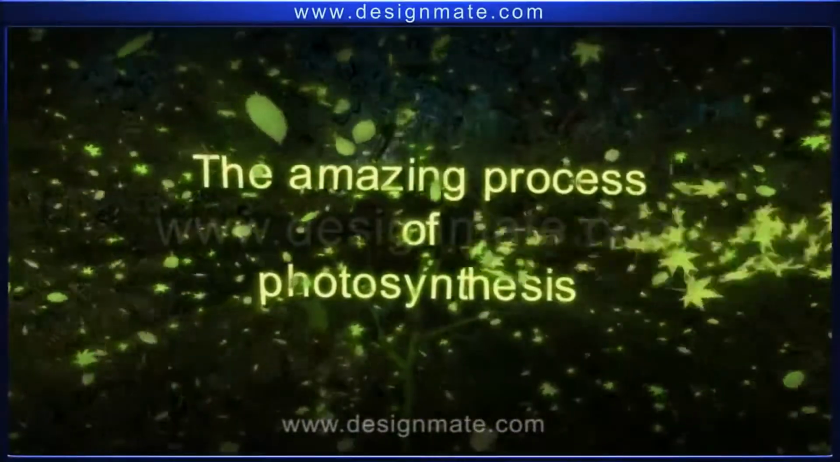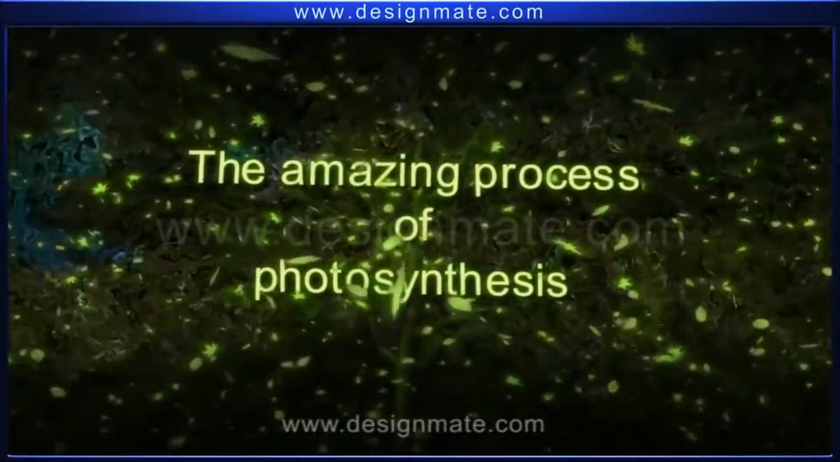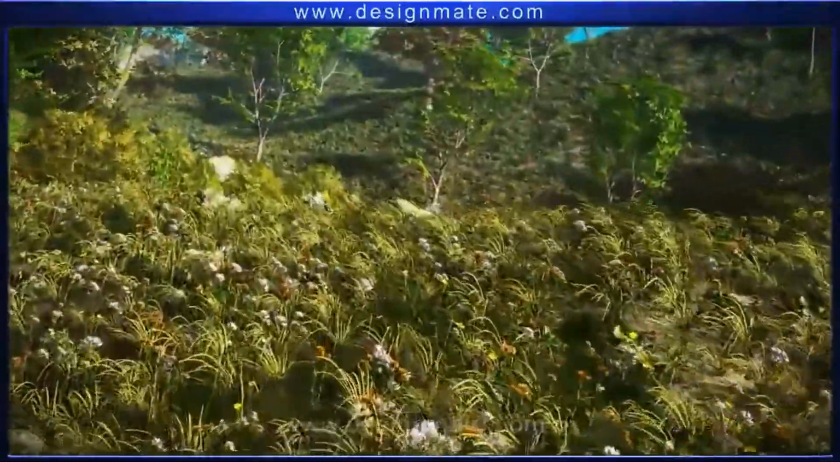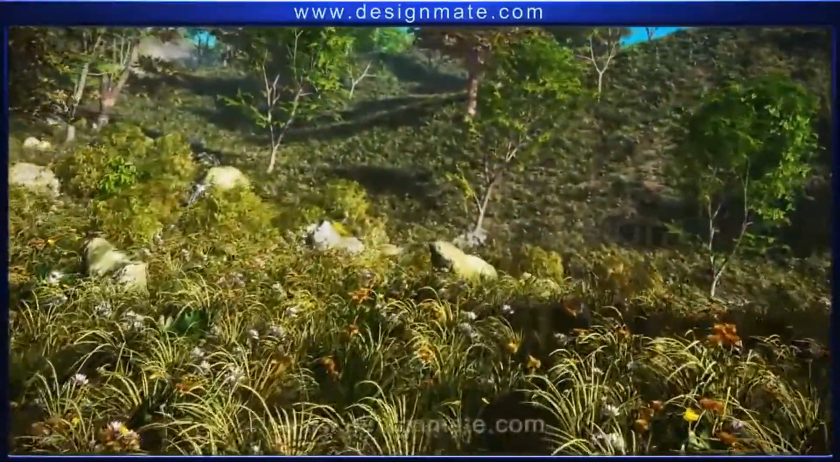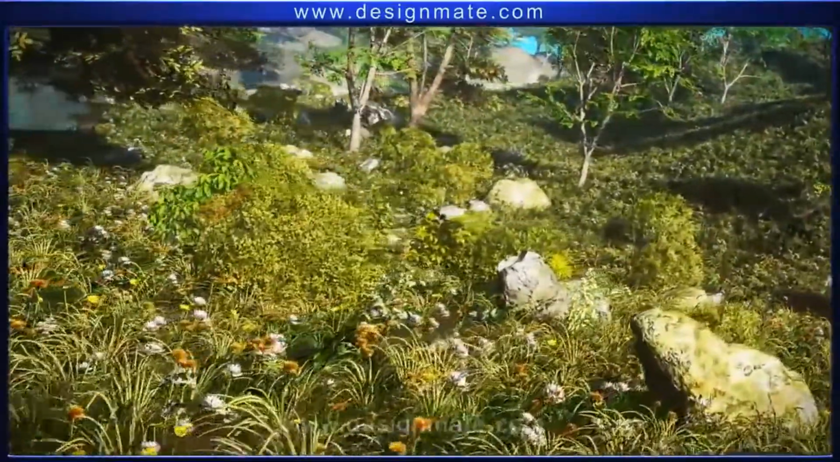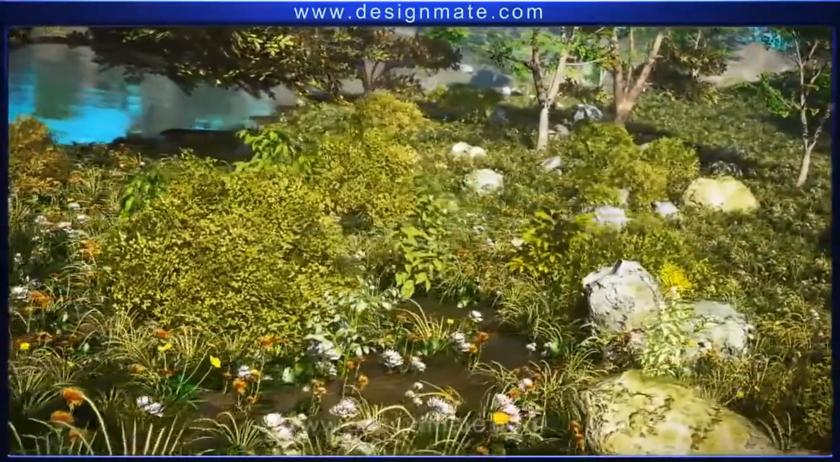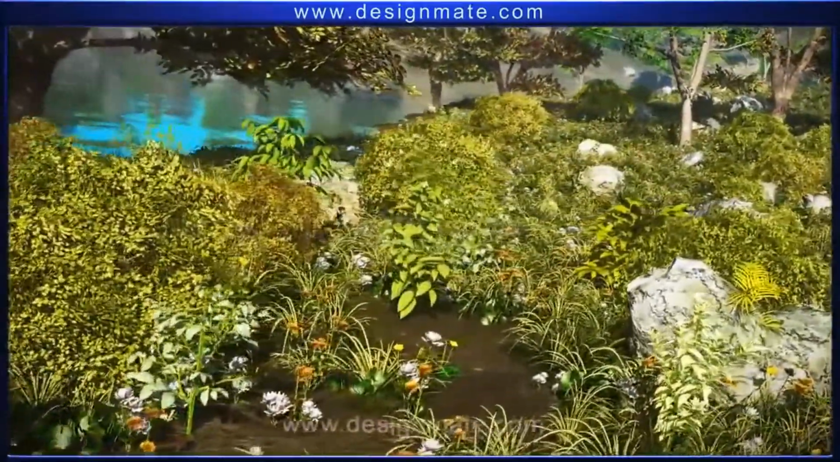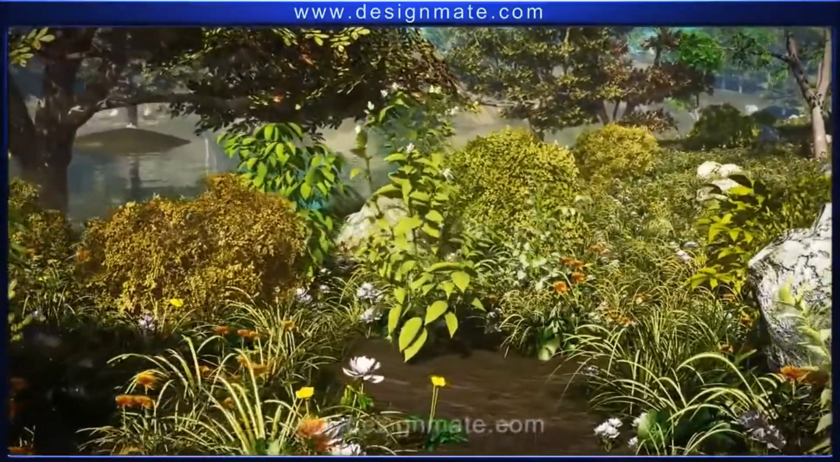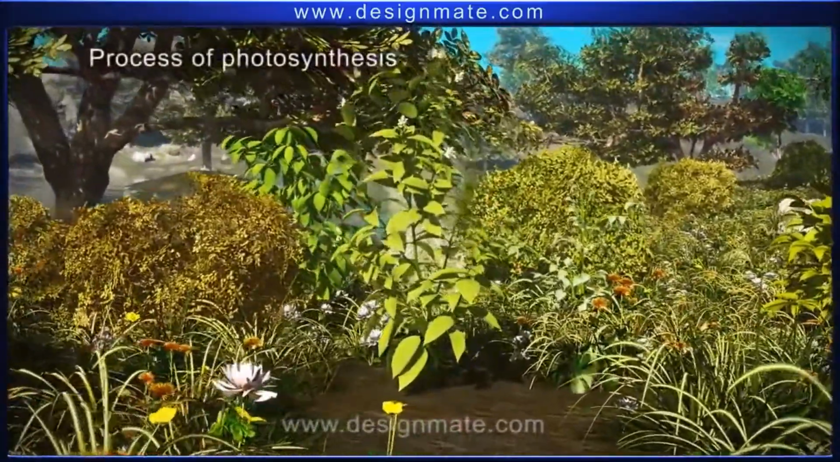The amazing process of photosynthesis. A look around at nature is an absolute treat to our senses. We all enjoy the colors and fragrance of plants, but seem to forget about their important contribution. Plants are an absolute necessity for life on Earth. It is so because of the process of photosynthesis.